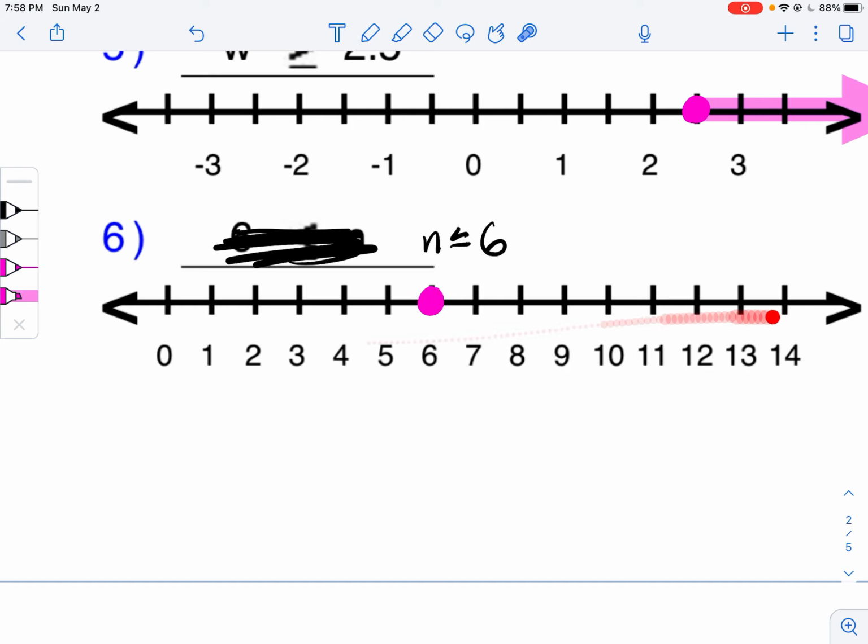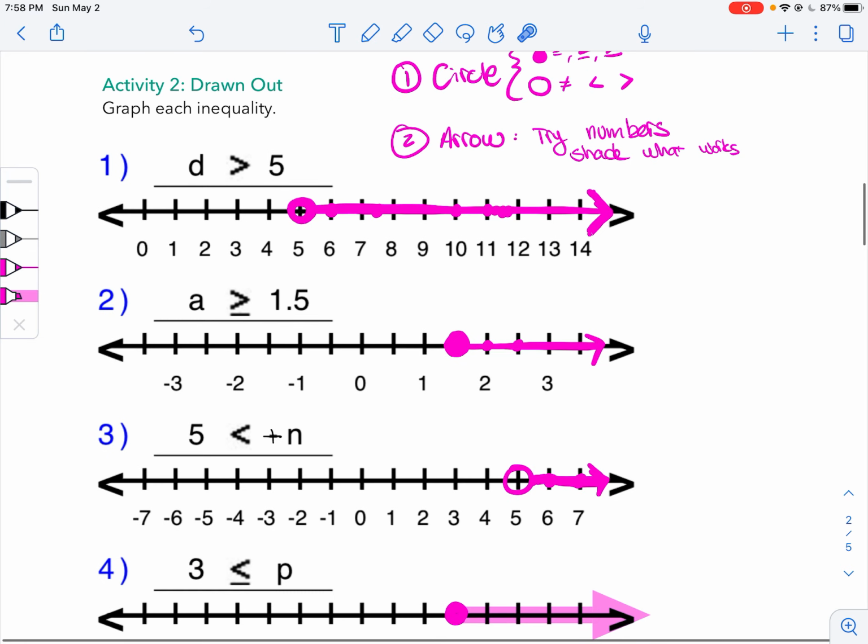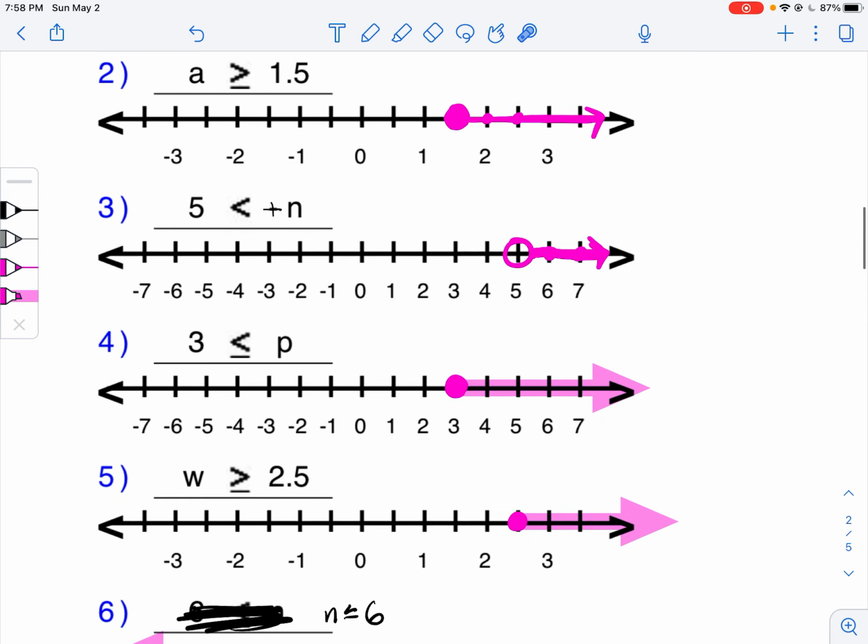Now we need to plug in numbers and try it. Is 0 less than 6? Yes, that works. So we're going to go that way. You will only go one way in this lesson. So if you check that this works and this works, then you did something wrong, because you're only going to go one way. So you have it. We graph the circle first, and then we graph our arrow from there.